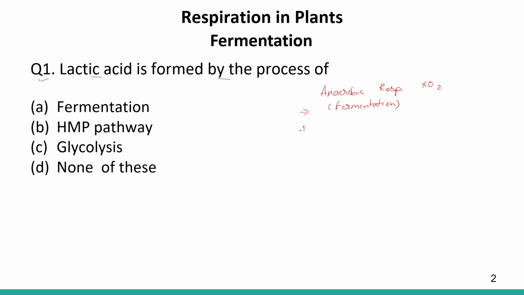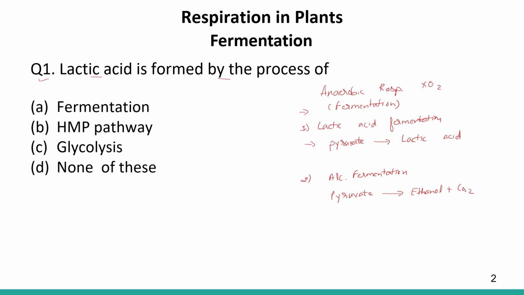Now again, fermentation is of two types. First is lactic acid fermentation. In lactic acid fermentation, what happens? Pyruvate, which is produced during glycolysis, is converted into lactic acid. And second one is alcoholic fermentation. In alcoholic fermentation, what happens? Pyruvate, which is produced during glycolysis, is converted into ethanol. Final product is ethanol, and carbon dioxide is also produced as a byproduct.